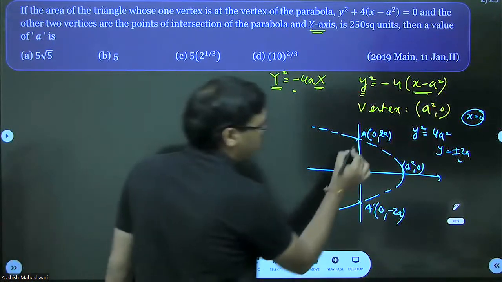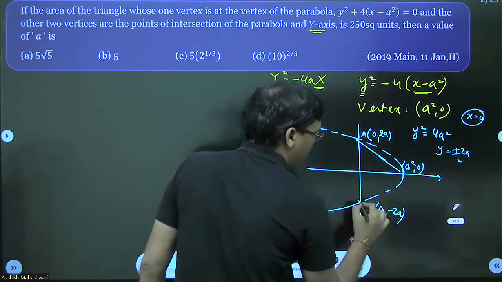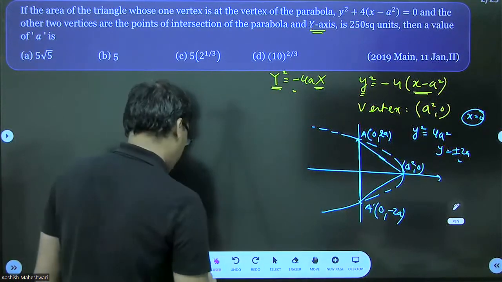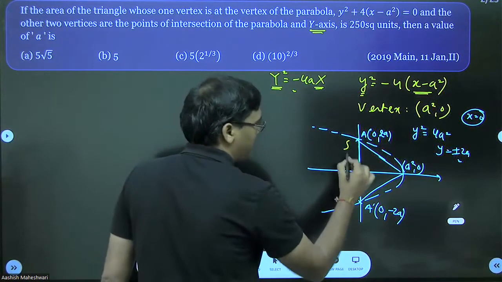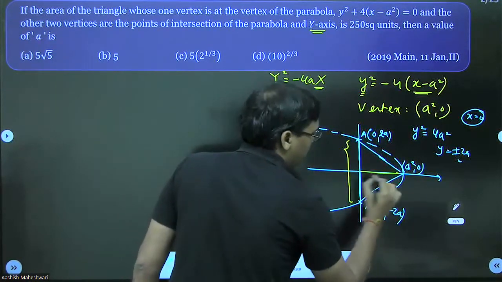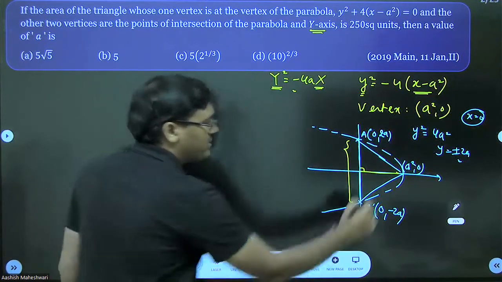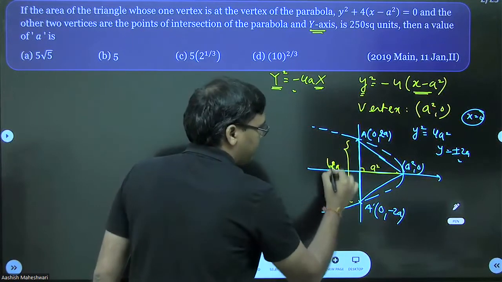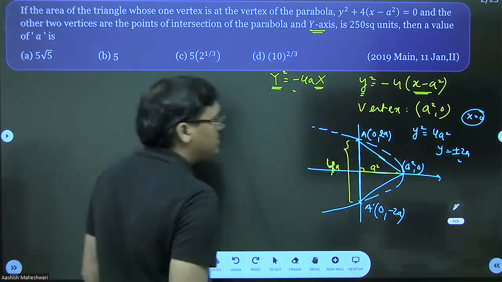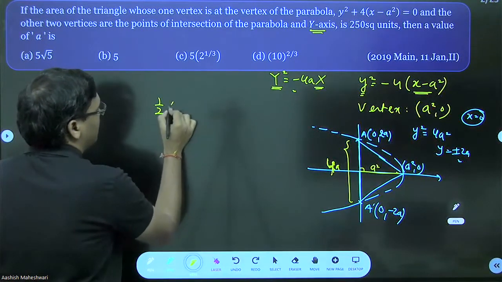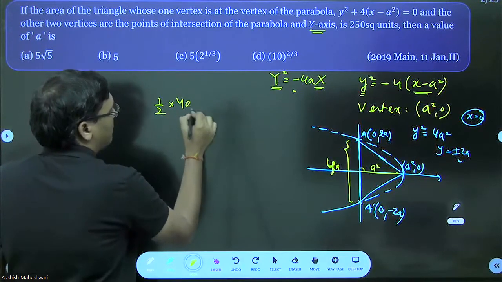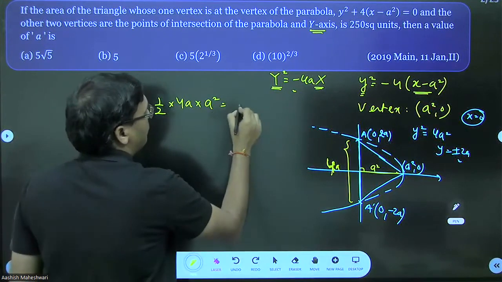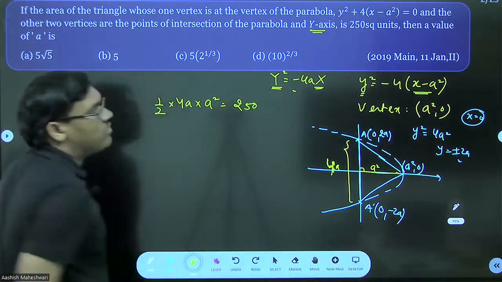Now, the area of this triangle is given to you. What is the area of this triangle? You can clearly see this is the base and this is the height, because this angle is 90 degrees. What is this? This is a square, and what is this? This length is 4a. So what is the area? This is half base times height. Base is 4a, height is a square, and this is given as 250.